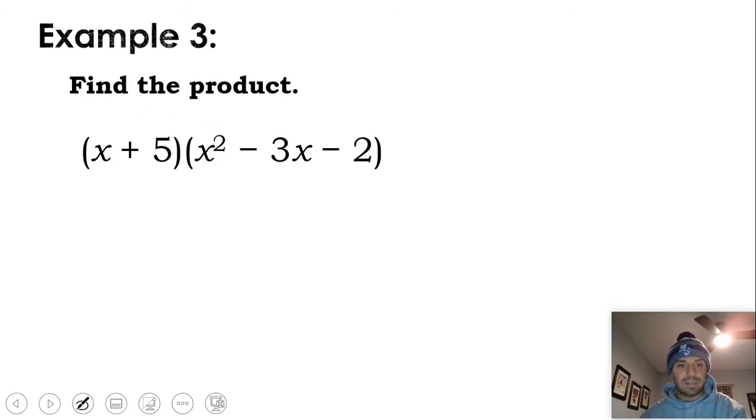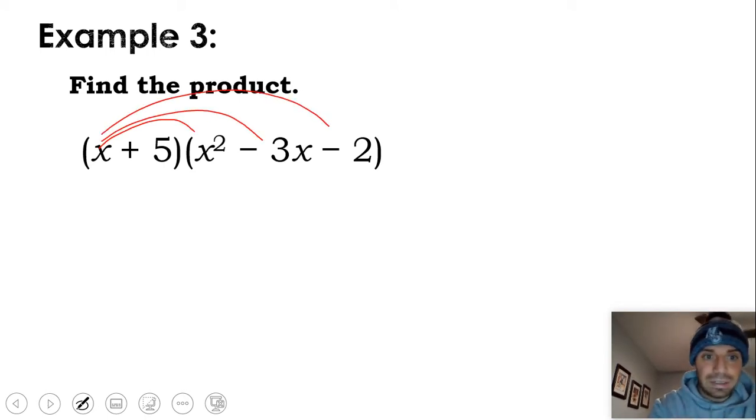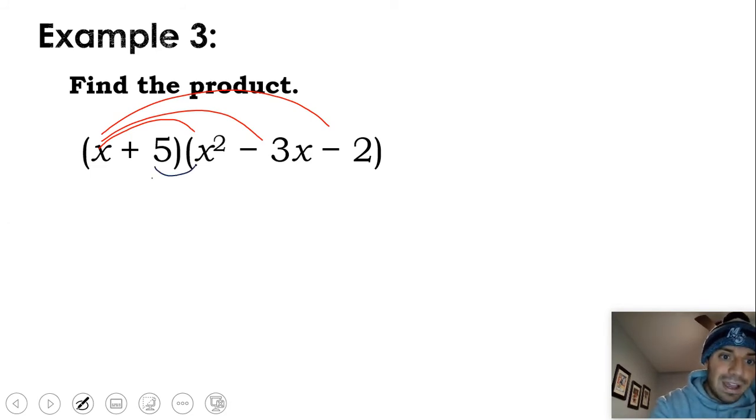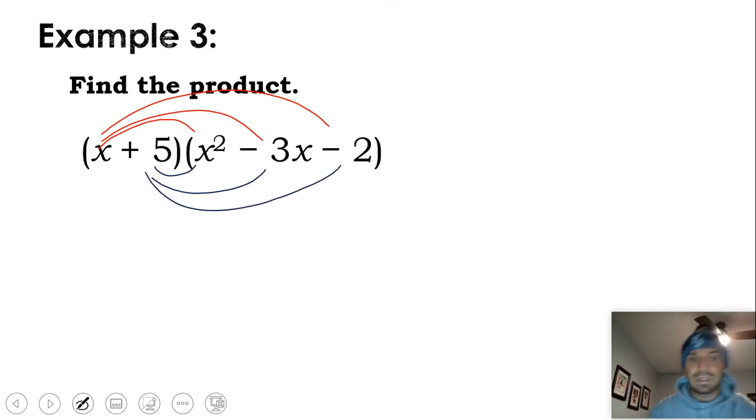We'll save the try these for class and we'll move along to this one. Now we're a little bit more challenging here because now I'm multiplying a binomial times a trinomial. So I can't really FOIL because it's not a first, outer, inner, last, but I can use a distribution technique to do this. I just have to give that x to every part. And then I have to give that positive 5 to every part.